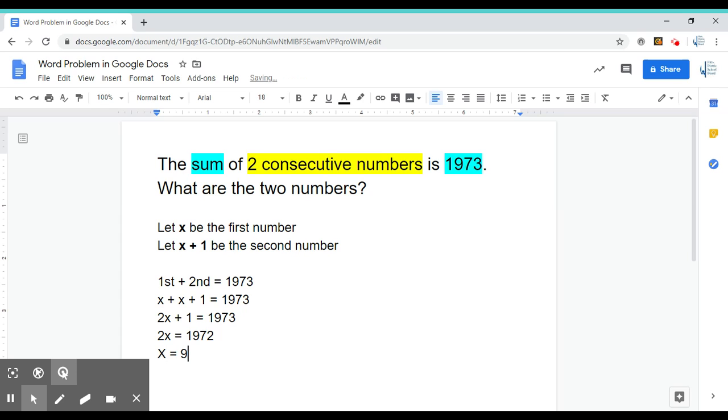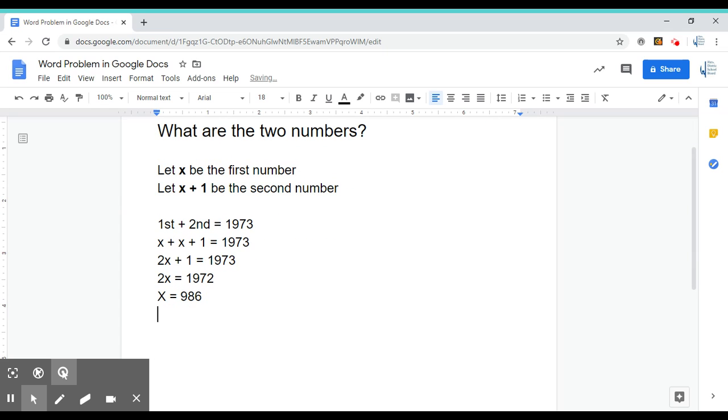So X equals 986. Okay, so from here, I often will write my answers in all of this empty space, but Google Docs is not as easy as a piece of paper. So I'm going to do it down here. My first number is X. And then I'm just going to tab over a little here. And then my second number is X plus 1. So my first number is X, which is 986.